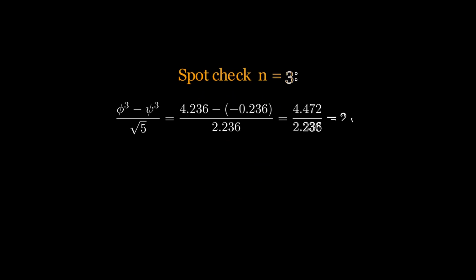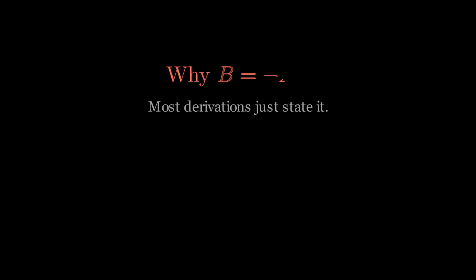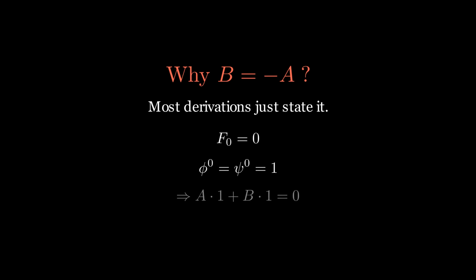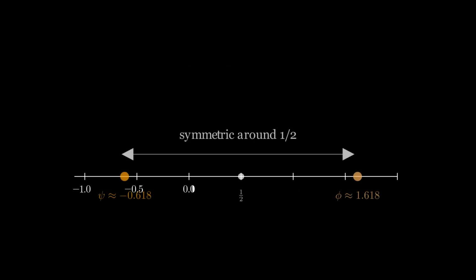Quick check. n equals 3. The formula gives 2. Correct. Now, why does b equal negative a? Most derivations just state it. Let us actually understand it. F of 0 is 0. At n equals 0, phi and psi both equal 1. So a plus b must cancel to 0. Phi and psi are mirror images around 1/2. They are conjugates. Their equal and opposite structure is built in from the start.